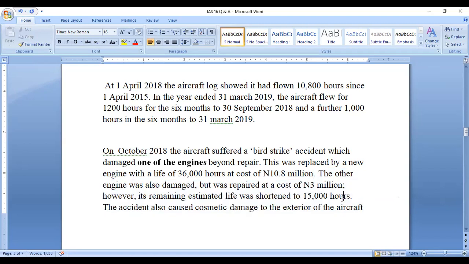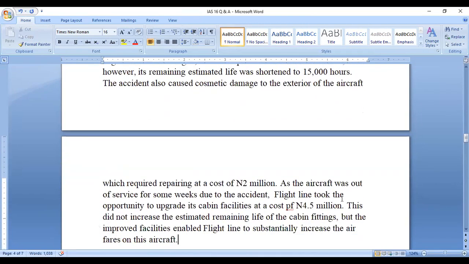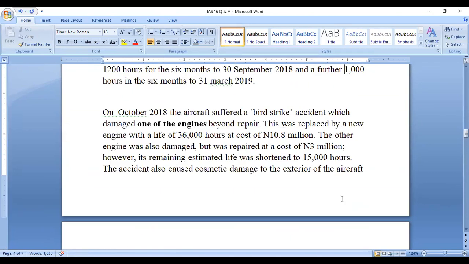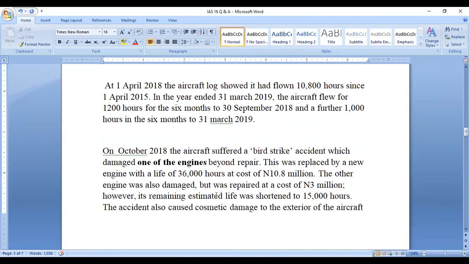Okay, let's go down. Then we said the aircraft flew for 1,200 hours for the 6 months to September 2018, and a further 1,000 hours in the 6 months to 31st March 2019. So we've already done the one for 1,200 hours. That was before the accident. But after the accident, we now have another 6 months, but it's 1,000 hours. So we're using 1,000 hours.